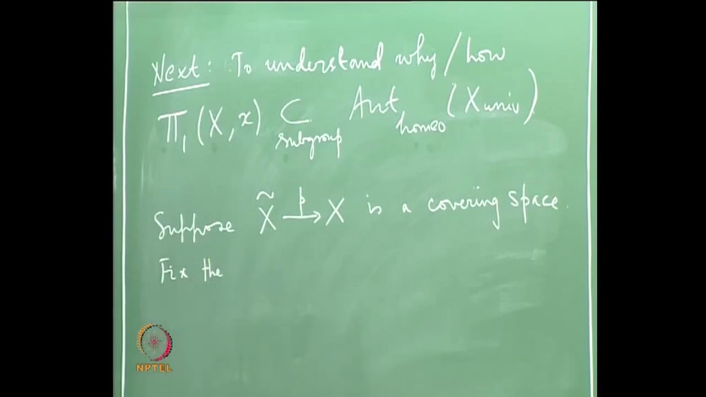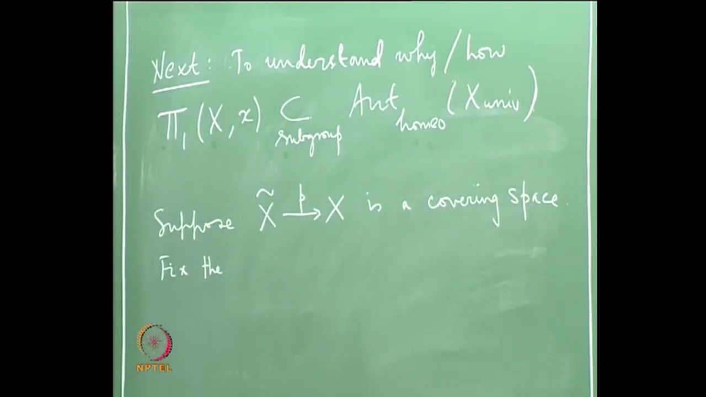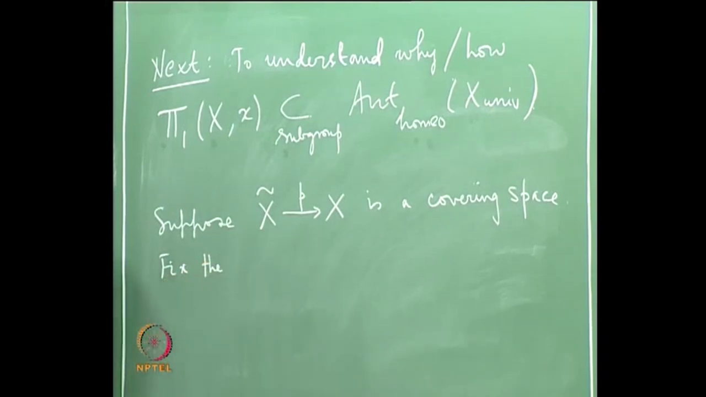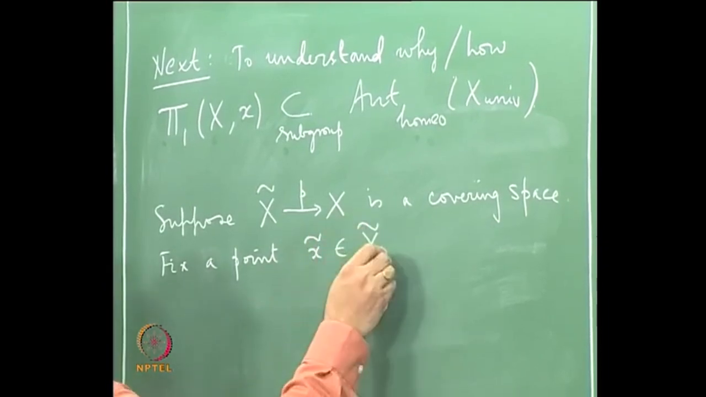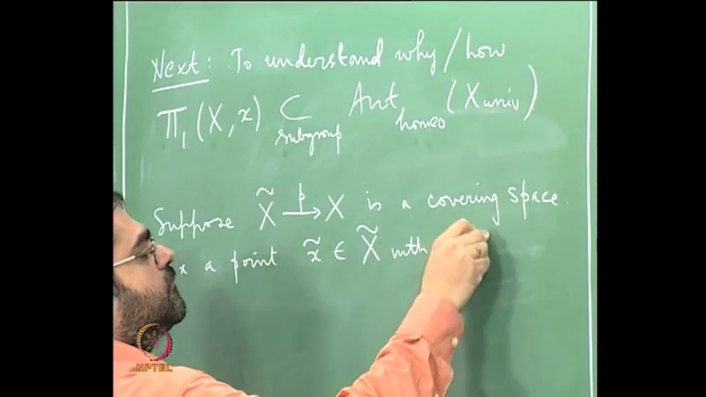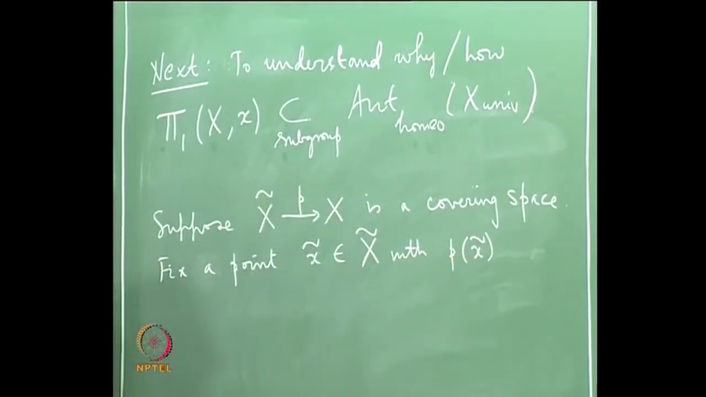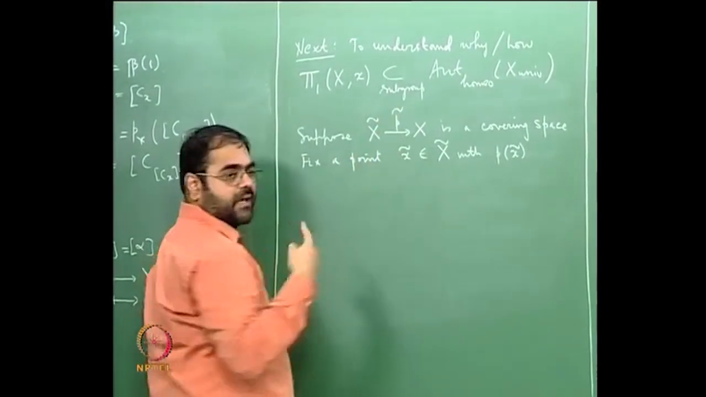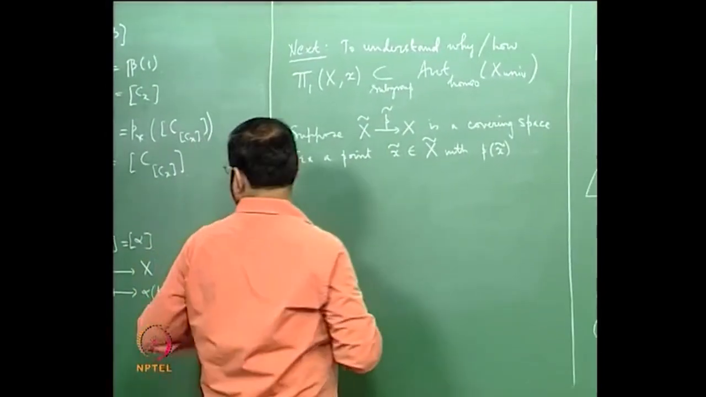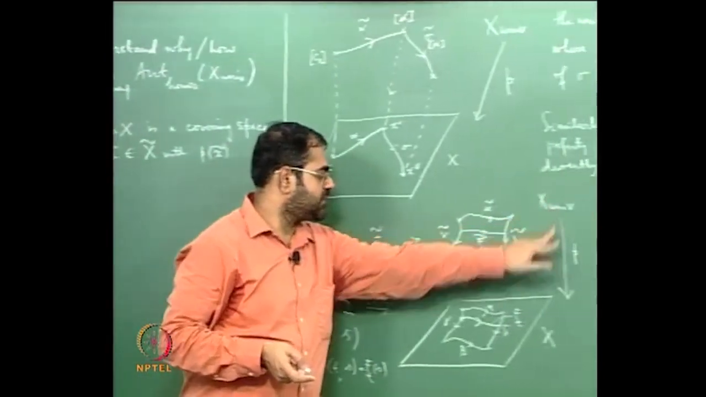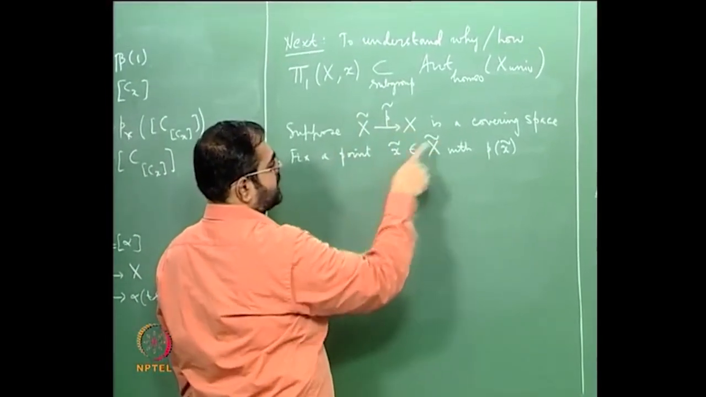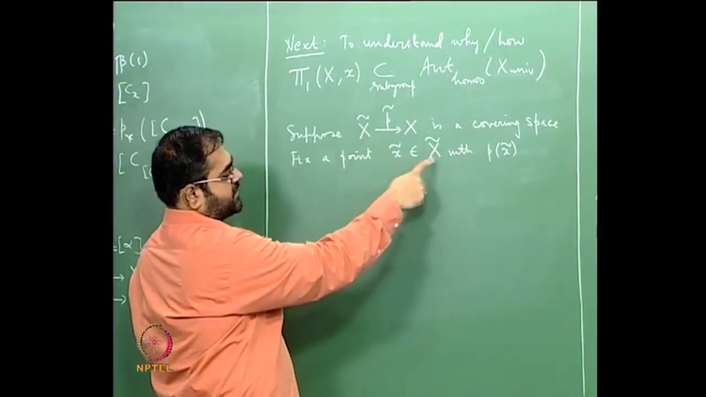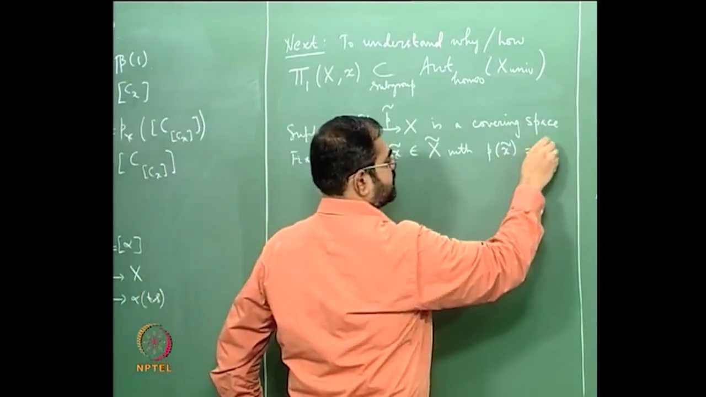in fact, so fix a point x tilde belonging to capital X tilde with P of x tilde. Let me call this P tilde because I have used P already. P is supposed to be our covering map from the universal covering to X. So let X tilde, P tilde to X, be a covering space and you fix a point in small x tilde in capital X tilde, which lies over x.